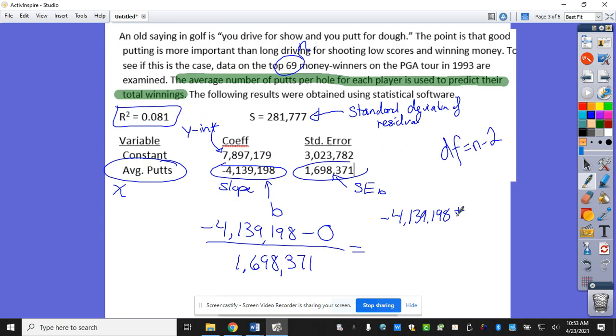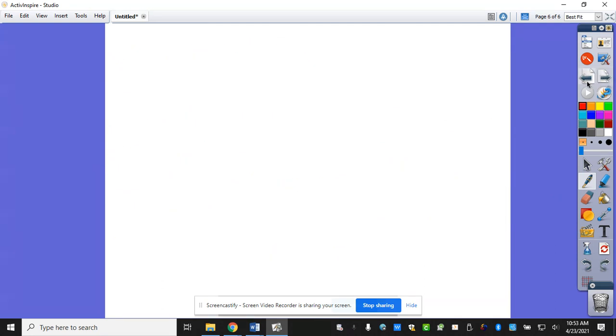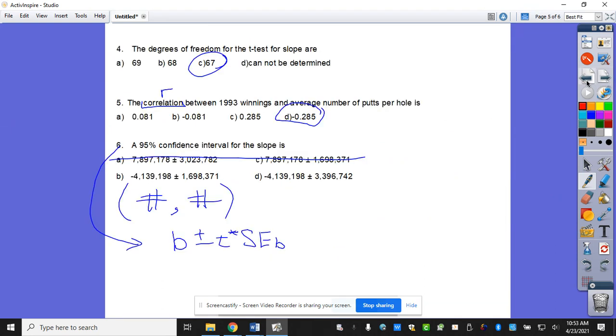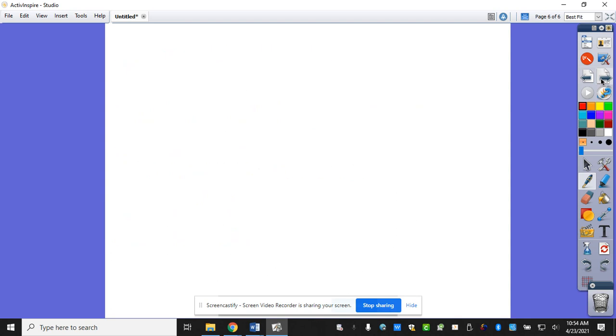So it is this plus or minus t, which I'm going to have to look up. And my standard error of beta is 1,698,371. So what did this answer choice not do? It forgot t. As long as t isn't exactly 1, then it's this answer. But we could go look up, so how do I actually find t?